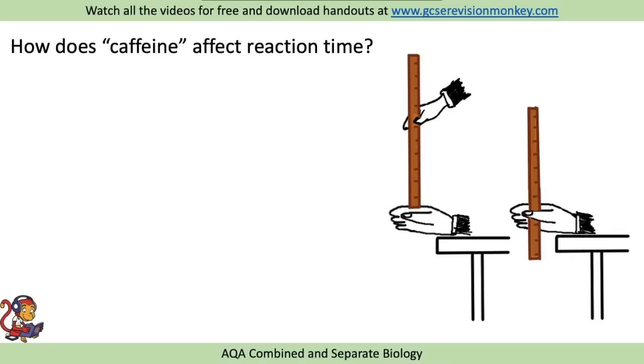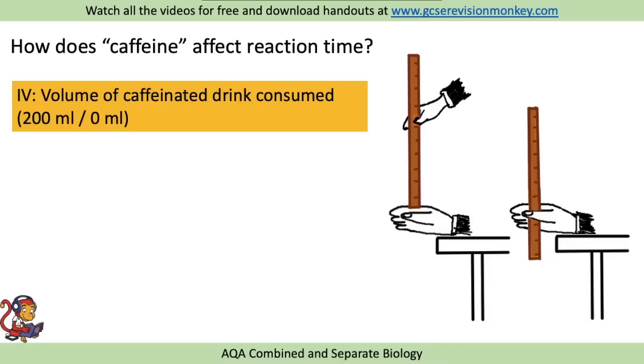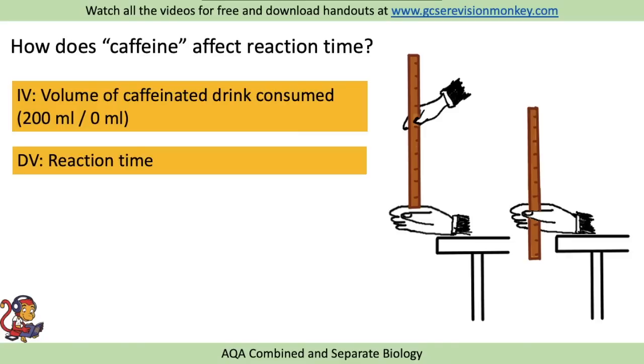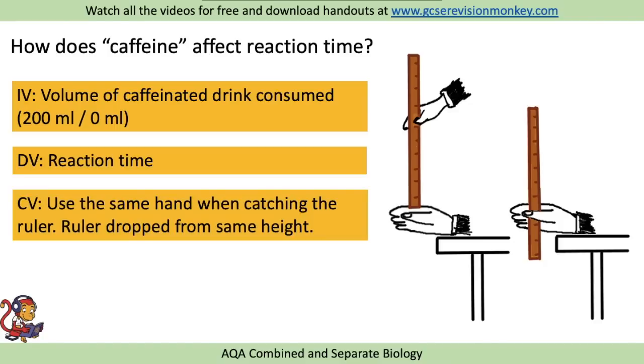So if we look at some variables for the investigation, the independent variable would be the volume of the caffeinated drink that was consumed. So in this case, for example, 200 ml or 0 ml were the choices. The dependent variable would be the reaction time, because that's what we're collecting data on. And the control variables, things such as using the same hand when catching the ruler, and also making sure the ruler is dropped from the same height.